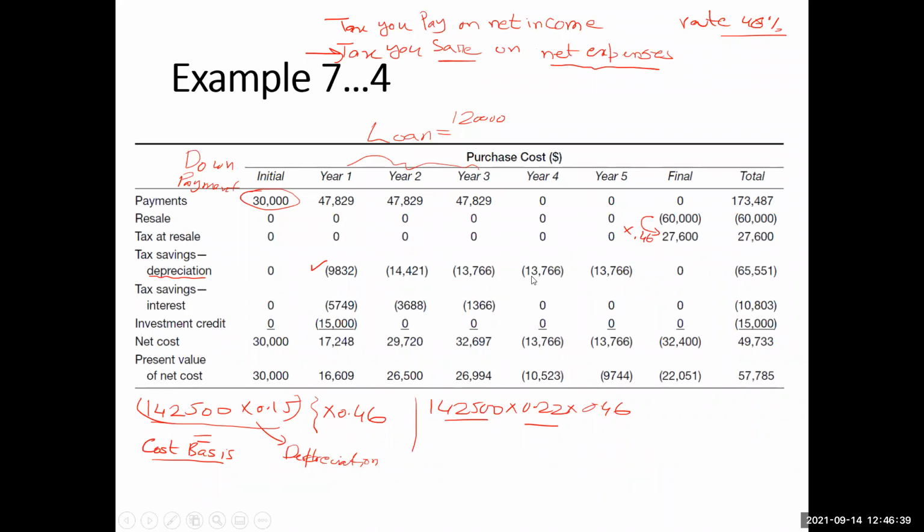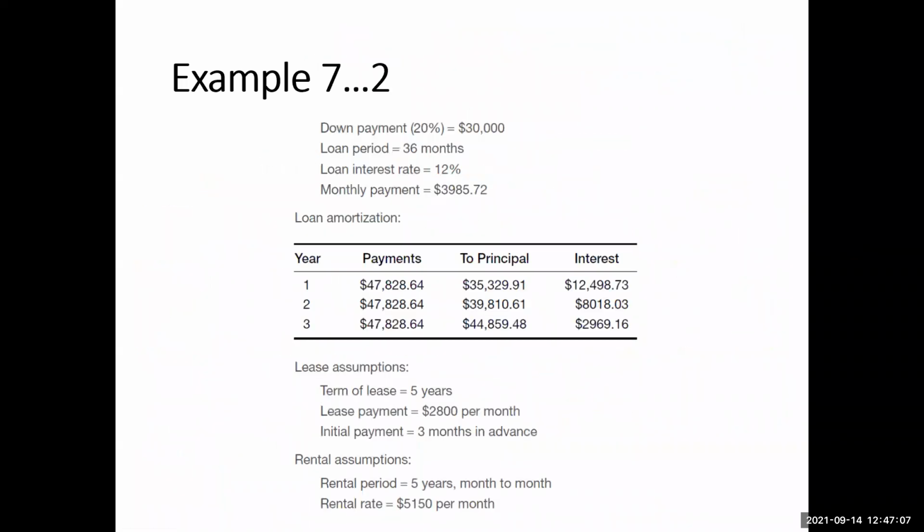Therefore, you will get all these values for the 5 years. These are your tax savings, so the sign is opposite to that. If you have the tax payment on the net income, you have the tax saving on the net expenses. Now there are tax savings on the interest as well. Why? Because interest is an expense.